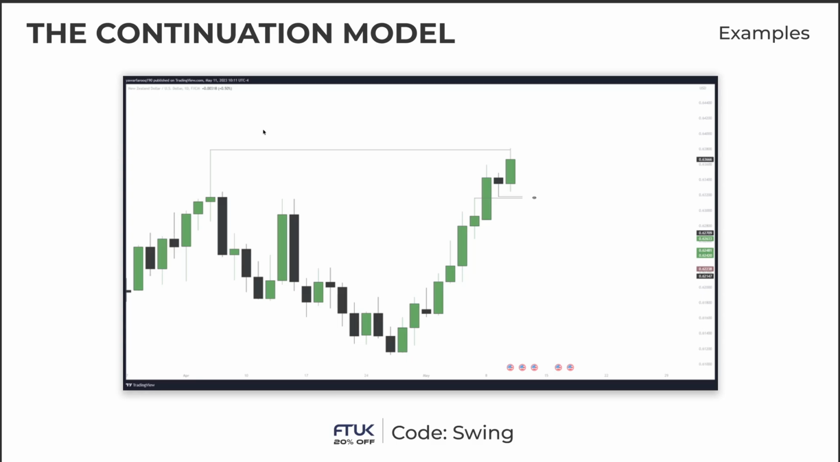Now here are some examples. As you can see, price has taken out external range liquidity or ERL. So we have an IRL here, which means that the market is most likely going to go back into this IRL. This means that our bias is bearish here.